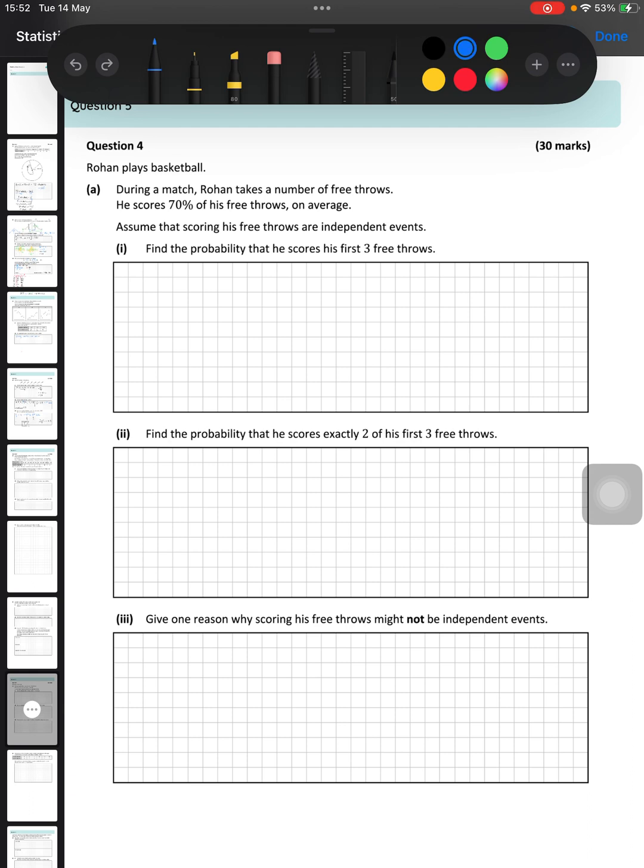So let's break that down into what they're asking for in terms of probability. So he scores his first 3 throws. So that is a 70% chance, so 0.7, or 7/10, whatever way you'd like to write it. Okay, so if I actually write this out as a sentence, okay, he scores and he scores and he scores.